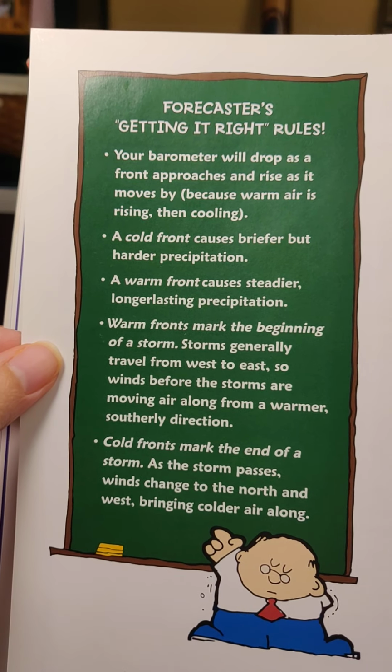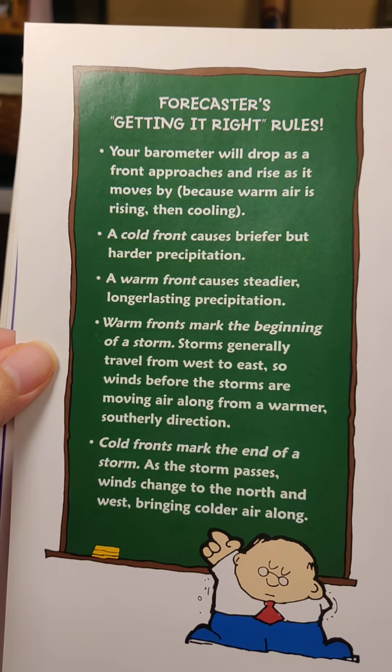Forecasters getting it right rules. Your barometer will drop as a front approaches and rises as it moves by because warm air is rising, then cooling. A cold front causes briefer but harder precipitation. A warm front causes steadier, longer-lasting precipitation. Warm fronts mark the beginning of a storm.